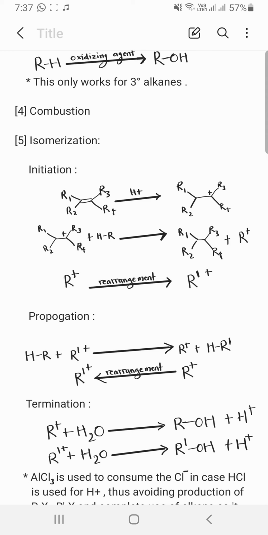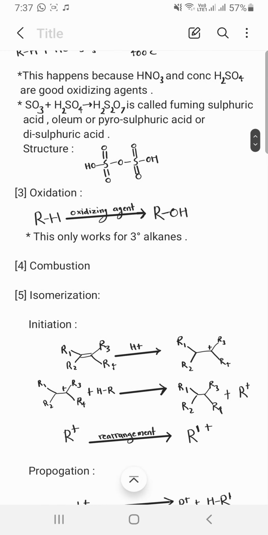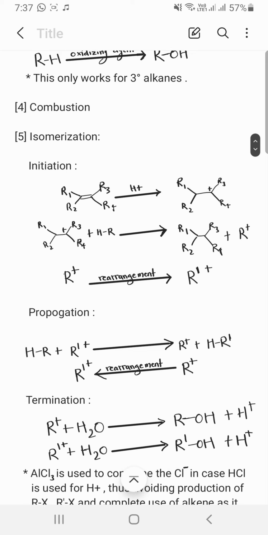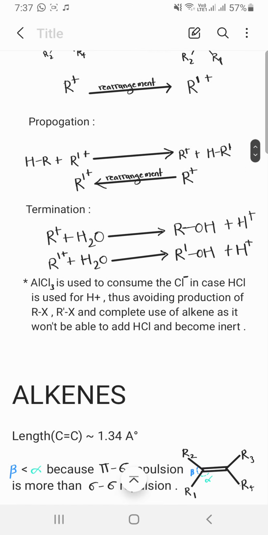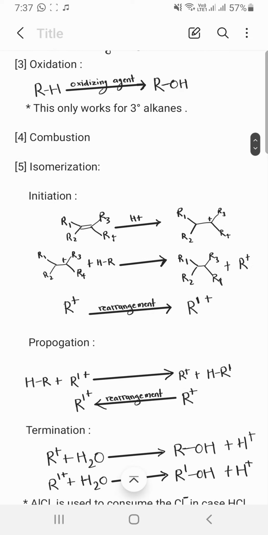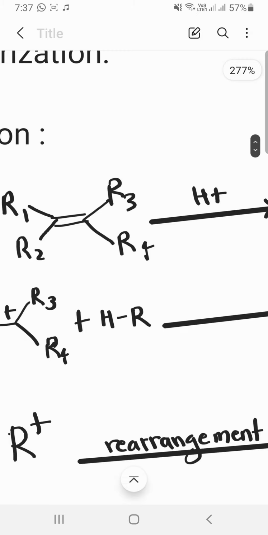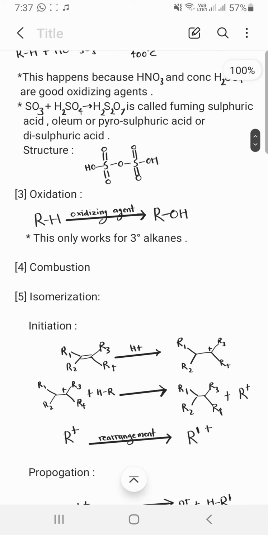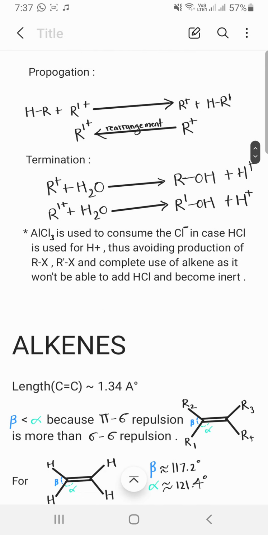Combustion, once again a radical mechanism, basically this thing but with a lot more oxidizing power and heat. Isomerization. So I've written that AlCl3 is used to consume Cl- as well. That's only part of the reason. It's also used to attack this alkene, so it too can create this positive charge and initiate the process basically.